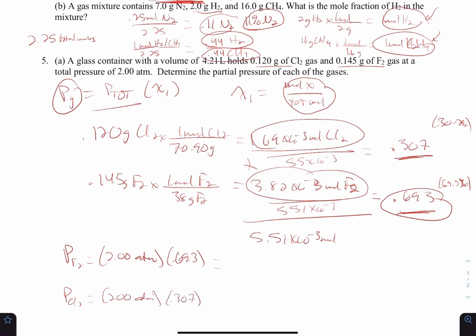For the first one, you should get about 1.386 atmospheres, and this is specific to F2. Notice that it correlates a lot with the number of moles that are there. The higher the mole count for any particular substance, the higher the partial pressure will be for that substance. And then you should get about 0.614 atmospheres for chlorine. If you add these up, they should add together to get 2 atmospheres, because these were each fractions of an overall total.